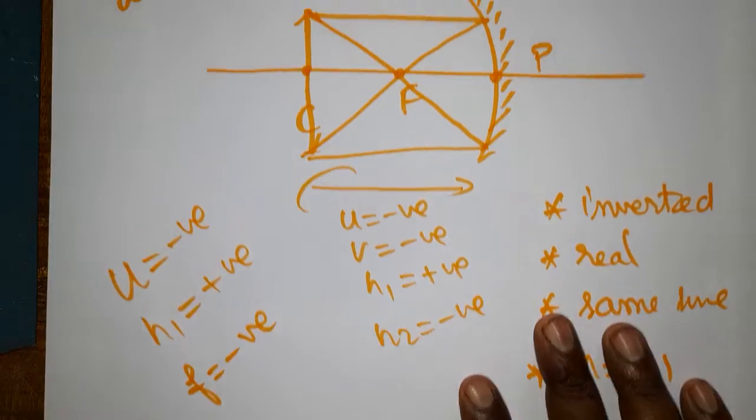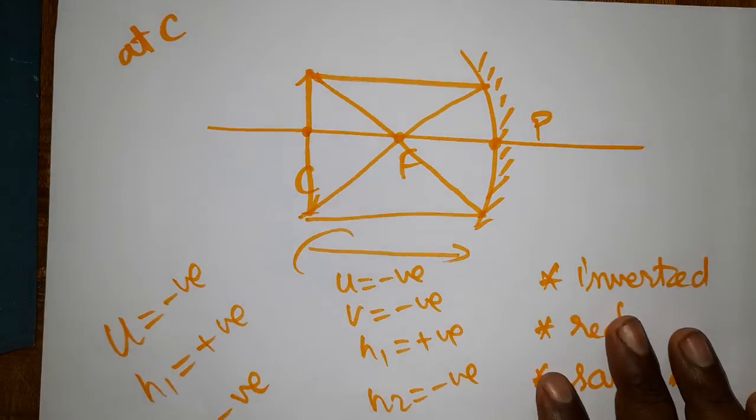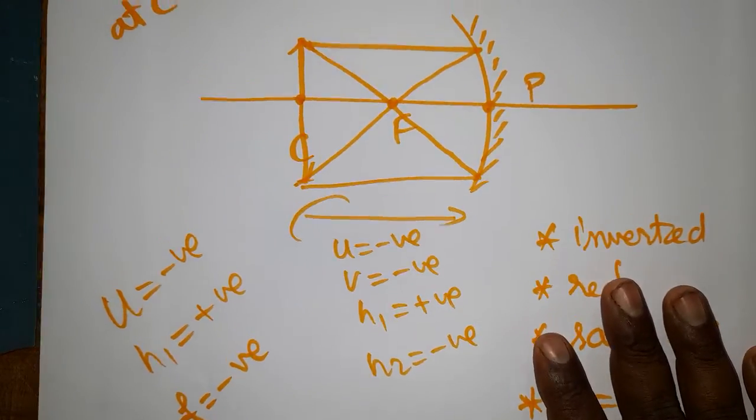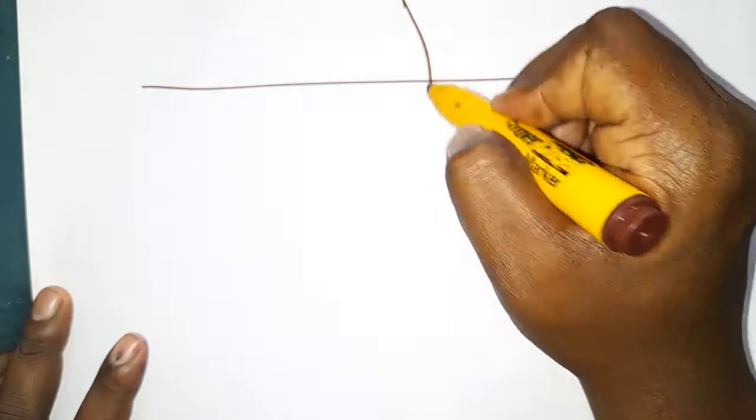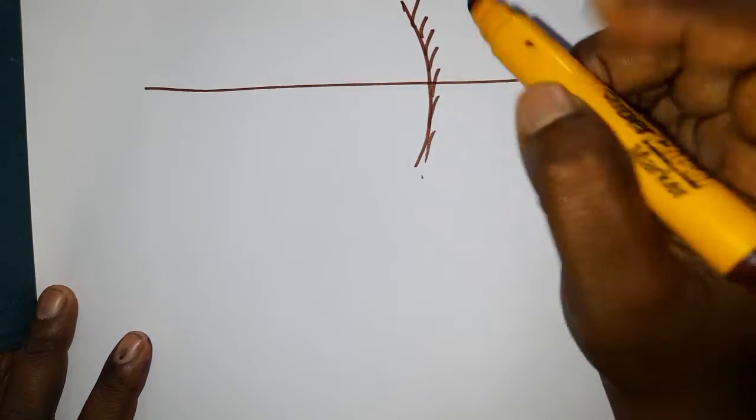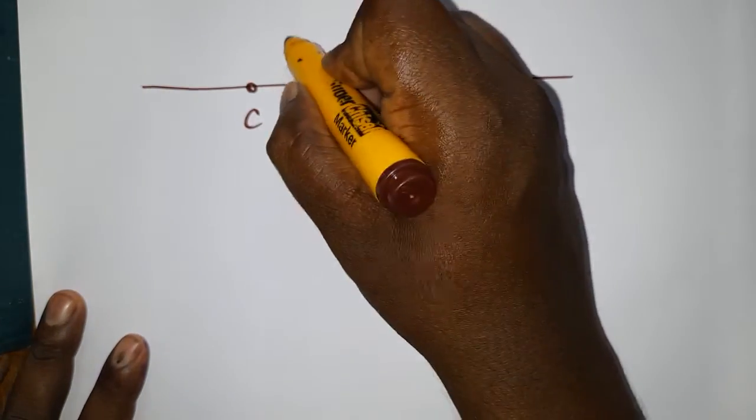Now I am going to the next diagram. The object is placed in between F and C. Now what is the characterization? Everything we are going to learn. I have the principal axis like this. I placed a concave mirror. Here F, here C. The object is in between F and C.